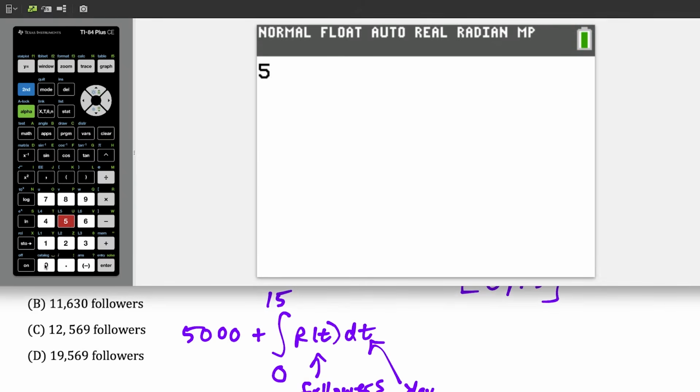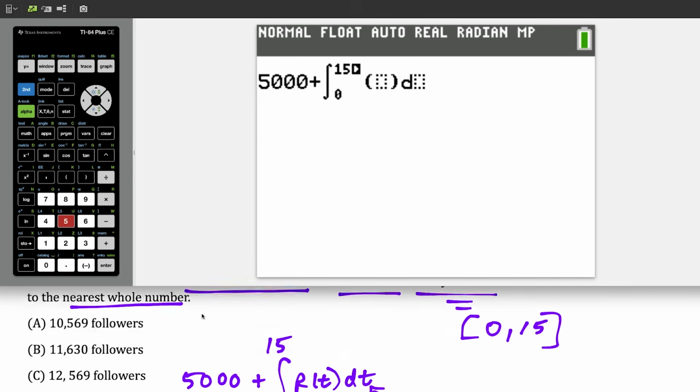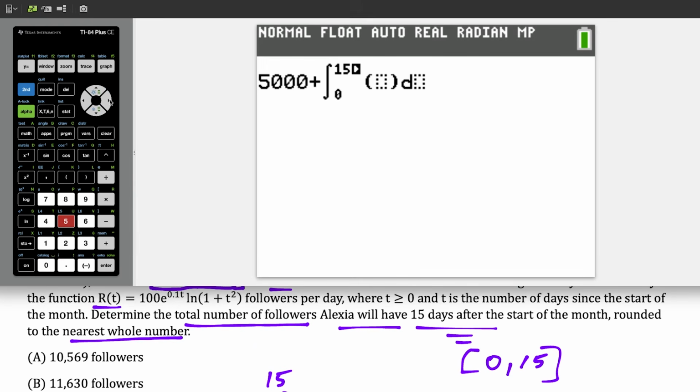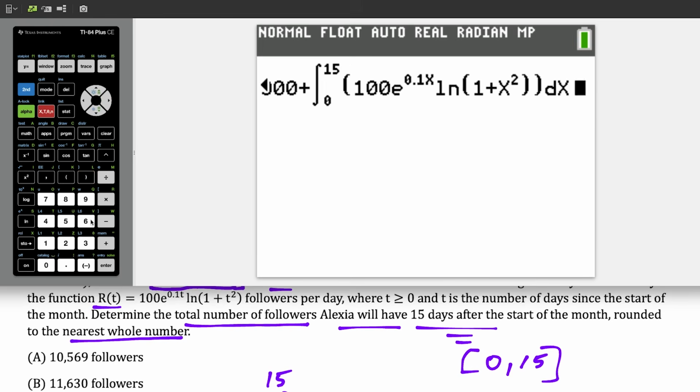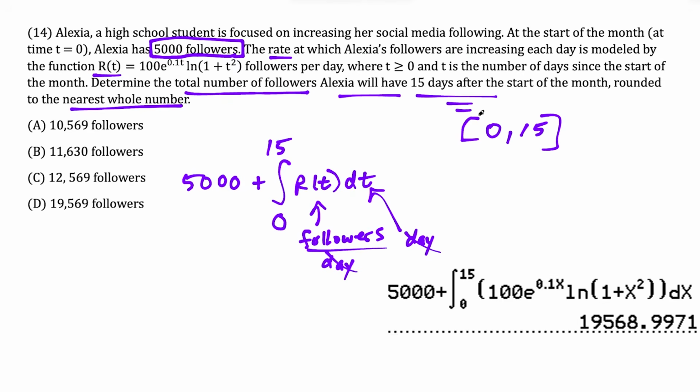So let's type in, we have 5,000 and we're going to add, we have the integral, so we have math 9, and the integral is going from 0 to 15. And then the function r of t, we're just going to copy this over here. We have 100 and we're multiplying by e, so we have second natural log, and the power of e is 0.1 times t, but we're going to just use x. And now we're multiplying that by natural log of 1 plus x squared. Okay, so 1 plus x squared. And now we close the parentheses and we tack on the dx, and here's our answer. So to the nearest whole number, our answer is going to match up with choice D.